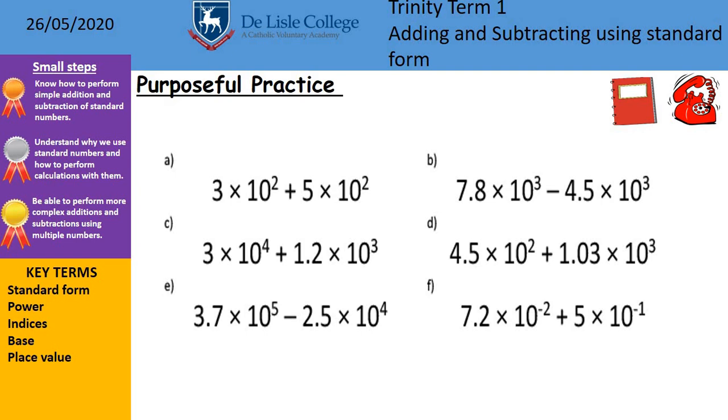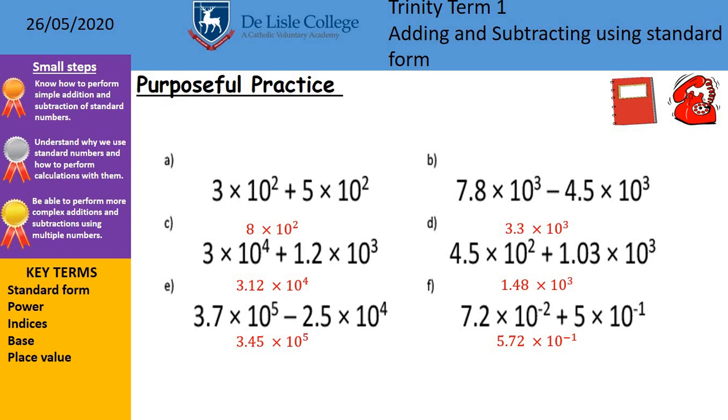Welcome back. So looking down the first column, the answers are 8 times 10 to the 2, 3.12 times 10 to the 4, and 3.45 times 10 to the 5. And down the second column, 3.3 times 10 to the 3, 1.48 times 10 to the 3, and 5.72 times 10 to the 1.